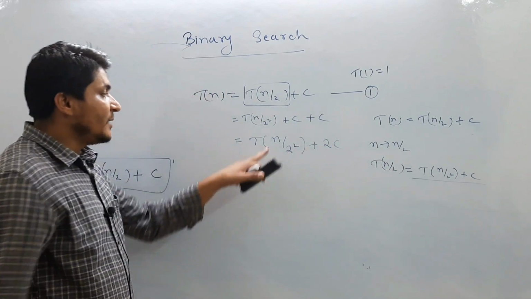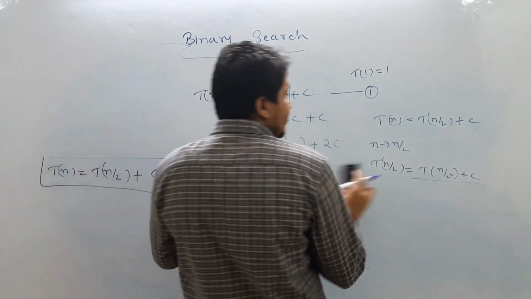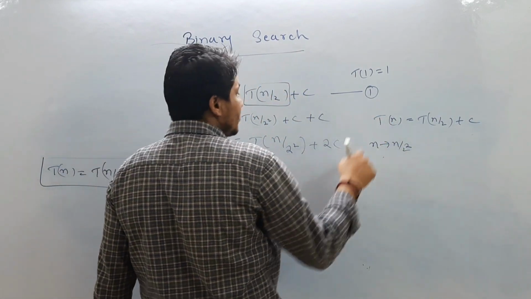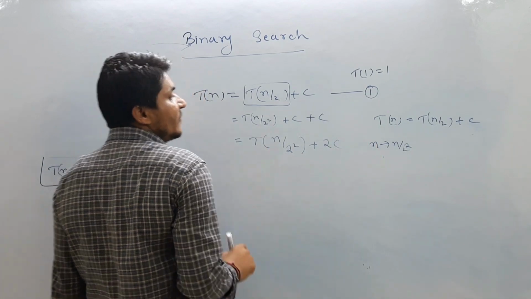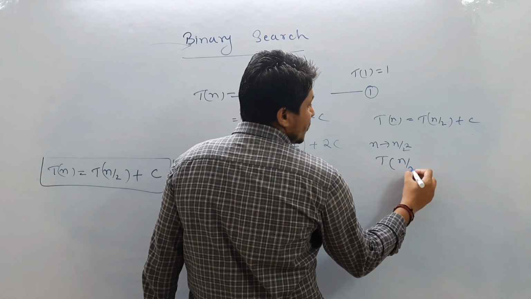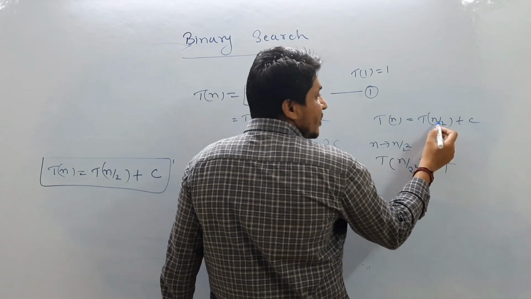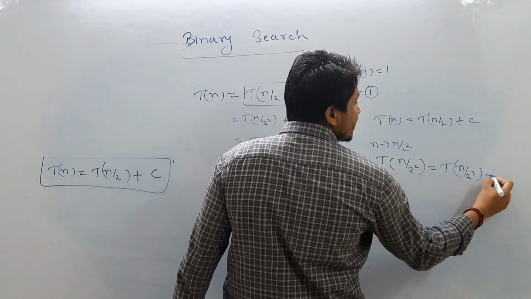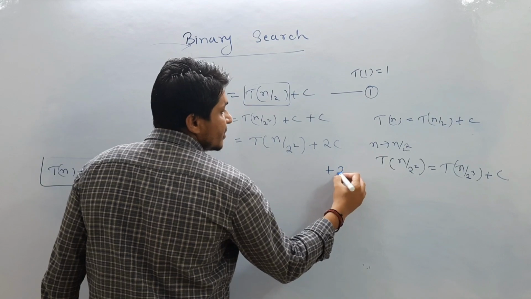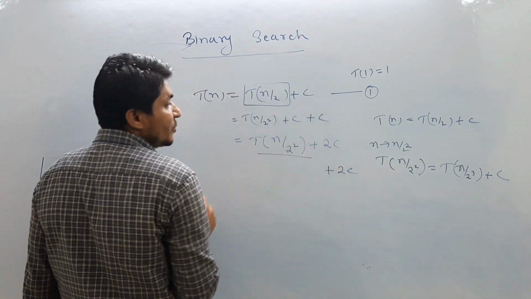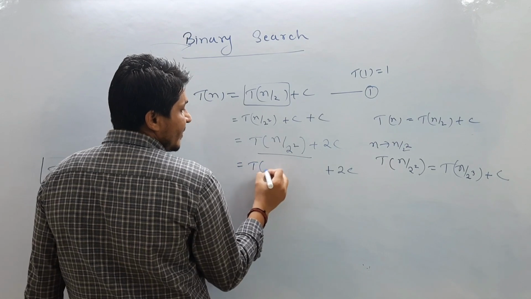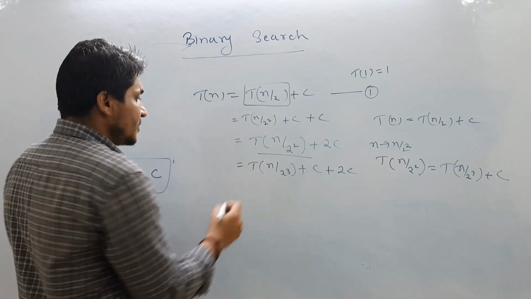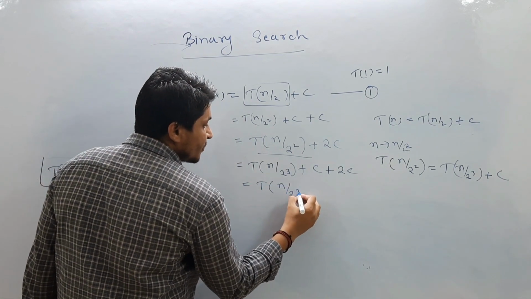Now let us calculate one more time T(n/2^2). This time, replace n by n/2^2. If you substitute this value in equation number 1, you are going to get the value of T(n/2^2). You are replacing n by n/2^2, so it is going to be T(n/2^3) + c. Now 2c is already there because you are just substituting the value of T(n/2^2). So it is nothing but T(n/2^3) + 3c.